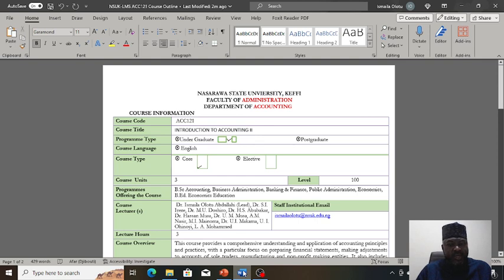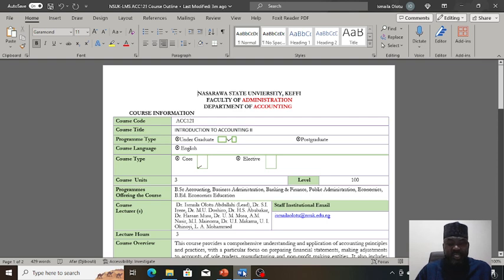The course we're going to be looking at is ACC121. That's a course code, and the course title is Introduction to Accounting II. It is a course that is taken by all undergraduate students, particularly those in accounting, and we'll come to see that there are other programs that actually take this course. The language of instruction is strictly English, and it is a core course, even though in some departments they may have it as elective, but in accounting, especially in Faculty of Administration, it is a core course.